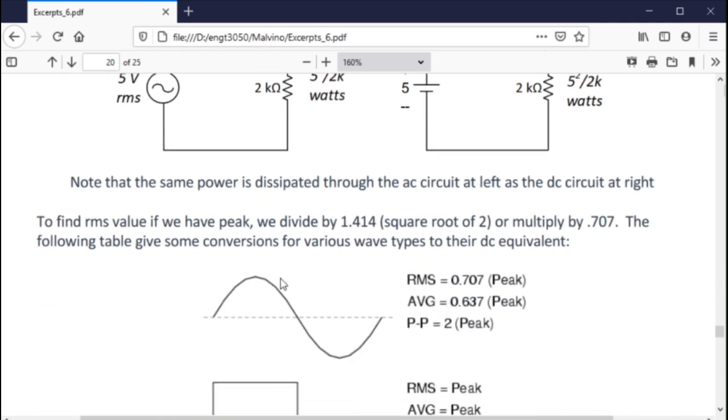So if I have a waveform, the average value would be 0.637 times the peak. The peak to peak is 2 times the peak, but the RMS value is 0.707 times the peak. So the peak times 0.707 is the value of the root mean square. And why is that important? Well, the root mean square value is the same value that you would use to calculate power. So if I had 2 volts DC and I had 2 volts RMS AC, they would give me equivalent power if put through the same circuit. So RMS is a way of defining equivalency so that we can get AC to DC.